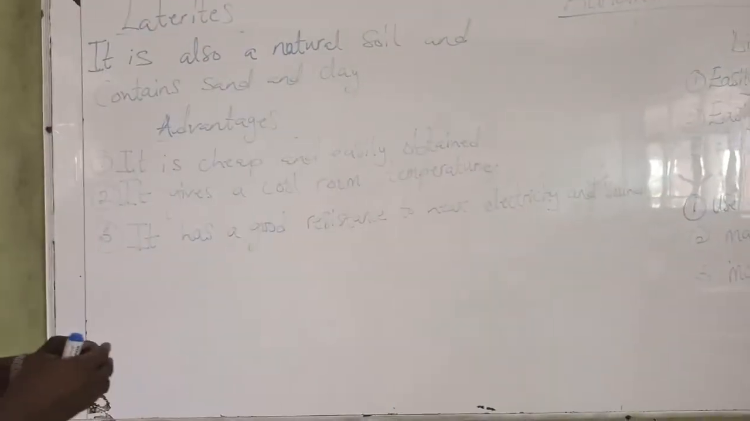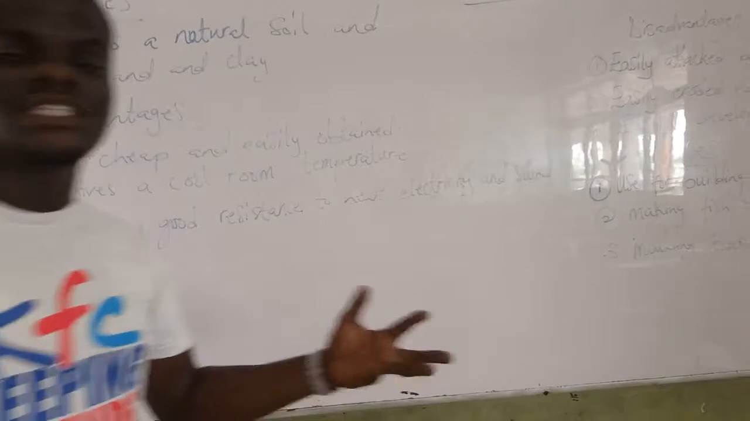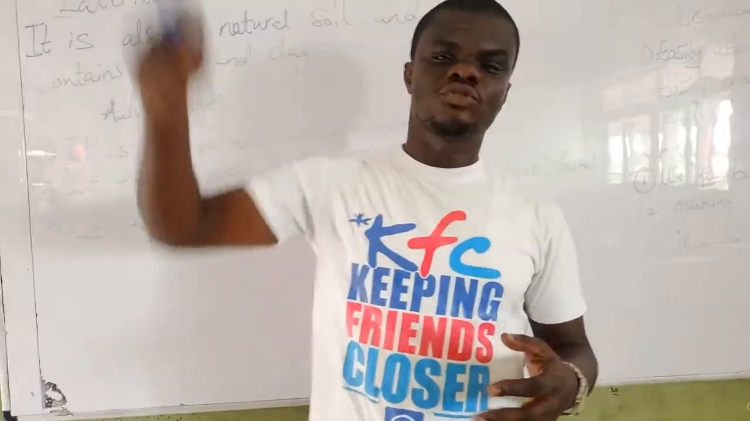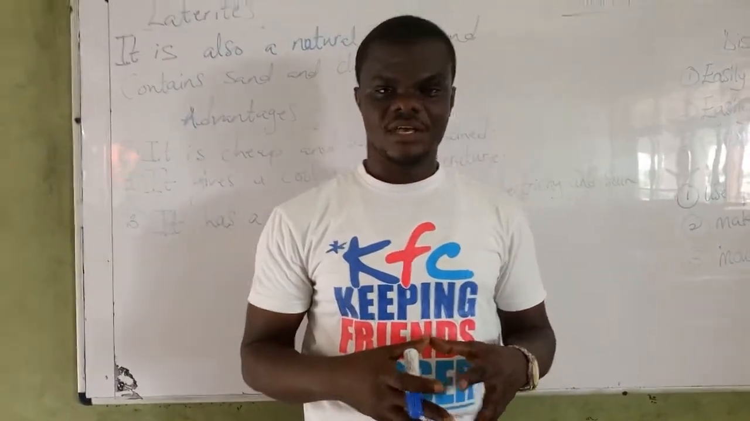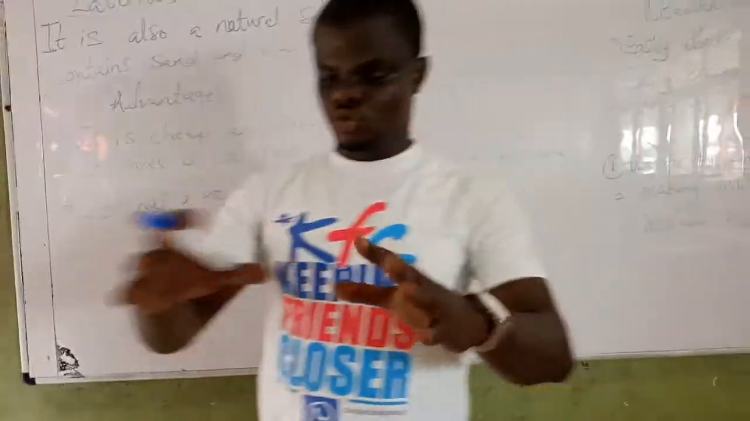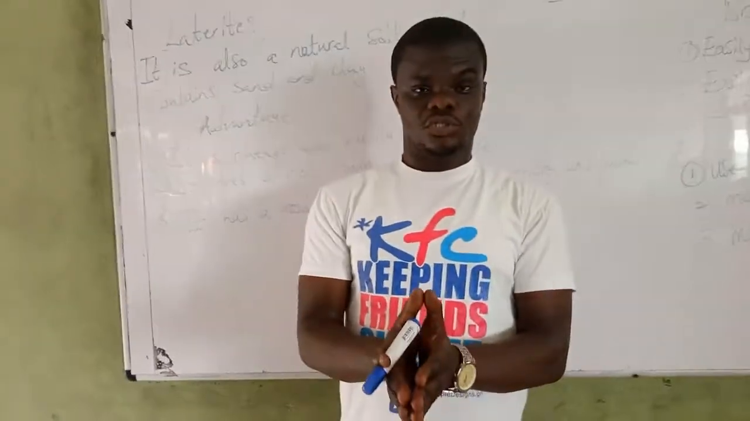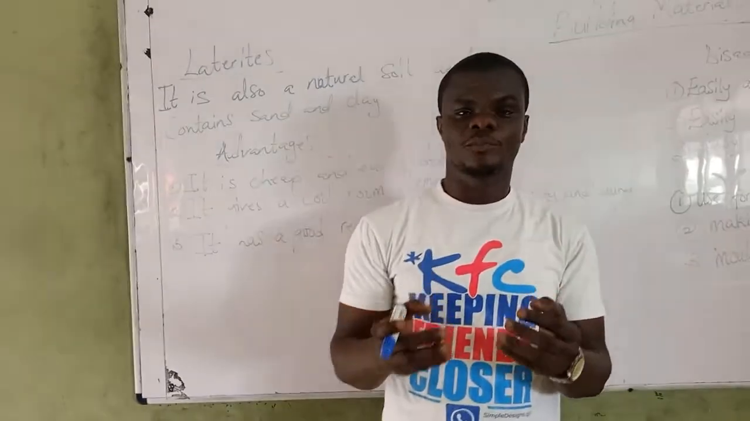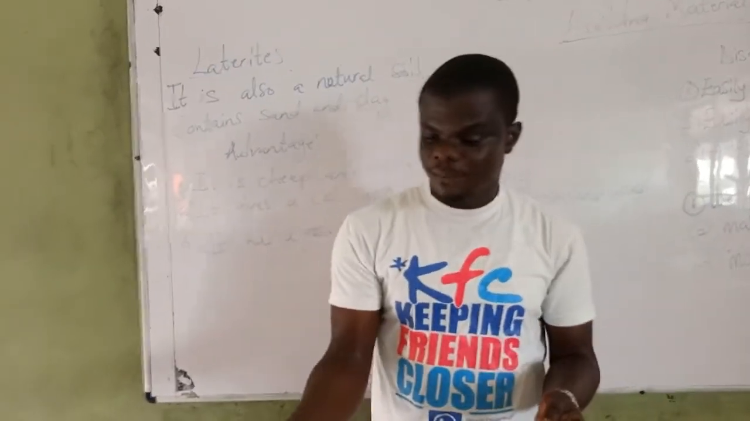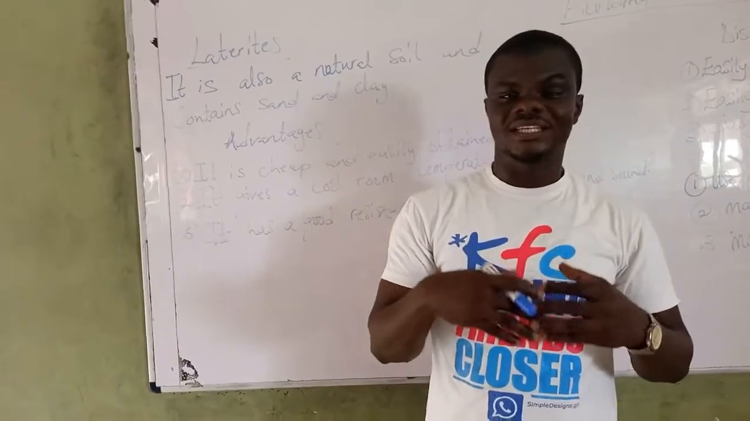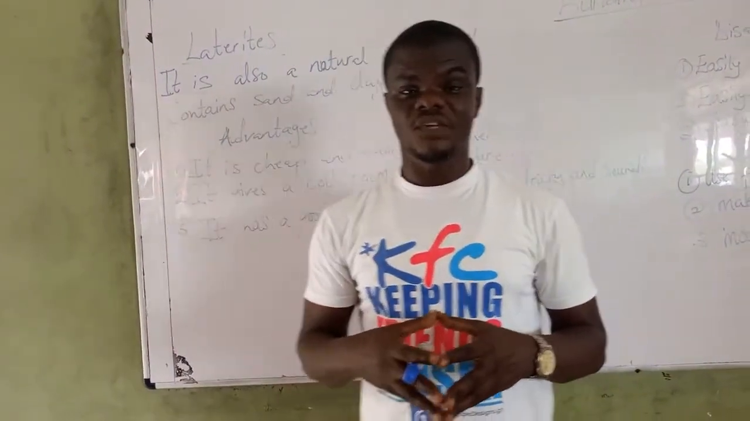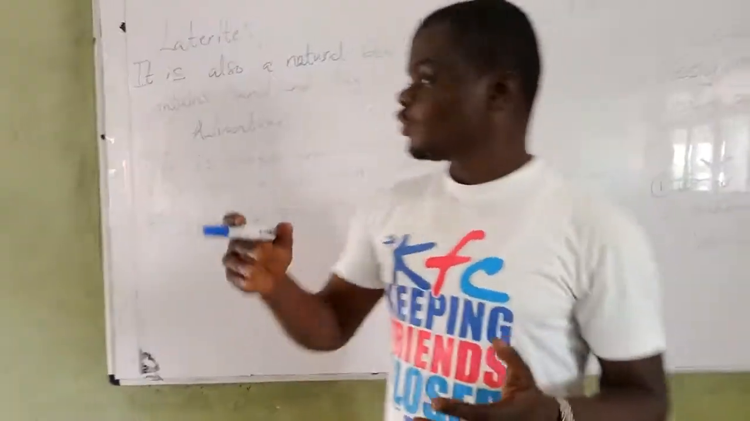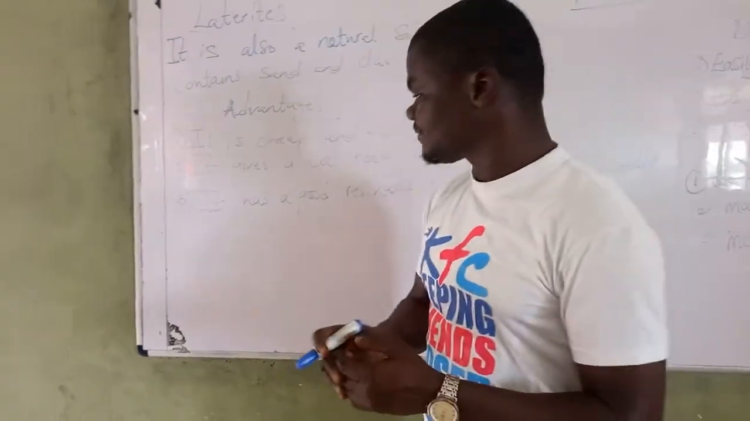It gives a cool room temperature. You can cast your mind back to the olden days when there were no fridges. Our forefathers used to put their water in pots. Those pots were made of laterite. If you ask your grandparents, with those pots, once you fetch water from that pot and drink it, it's like you took the water from the freezer, because it gives a cool room temperature. So laterite gives a cool room temperature.